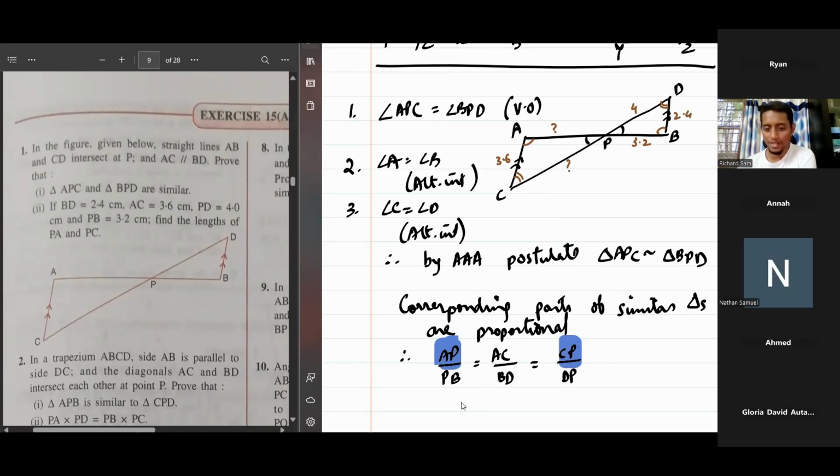If we want to find AP, we can use these two ratios and cross multiply. If you want to find CP, you can use these two, cross multiply and find the missing value. Is everyone clear how to do this? Write this down and solve it and tell me the answer.